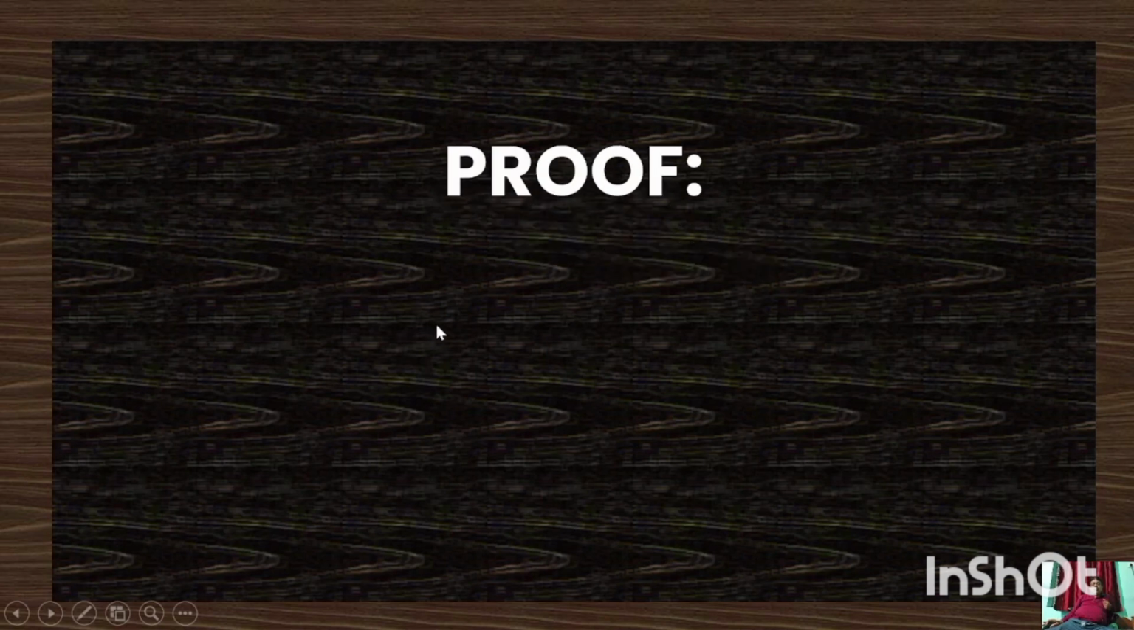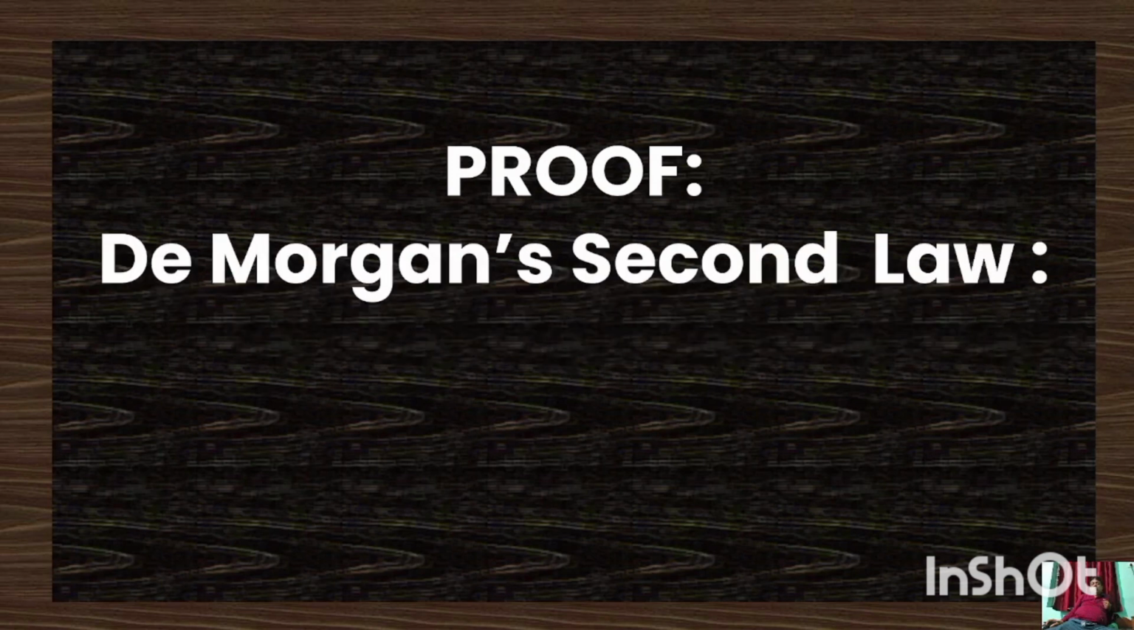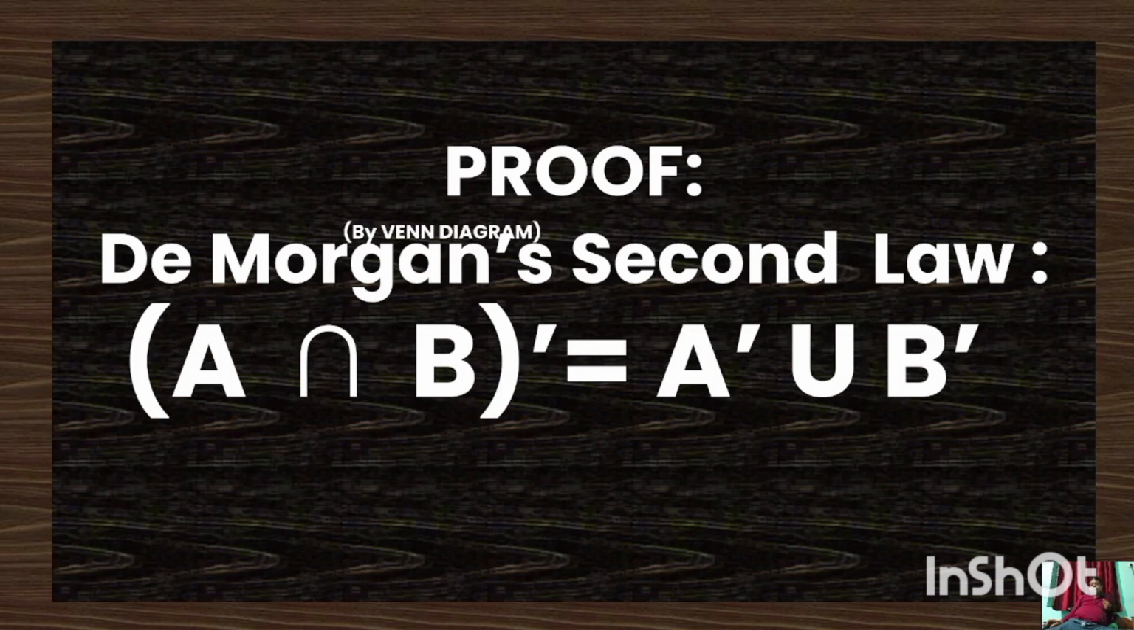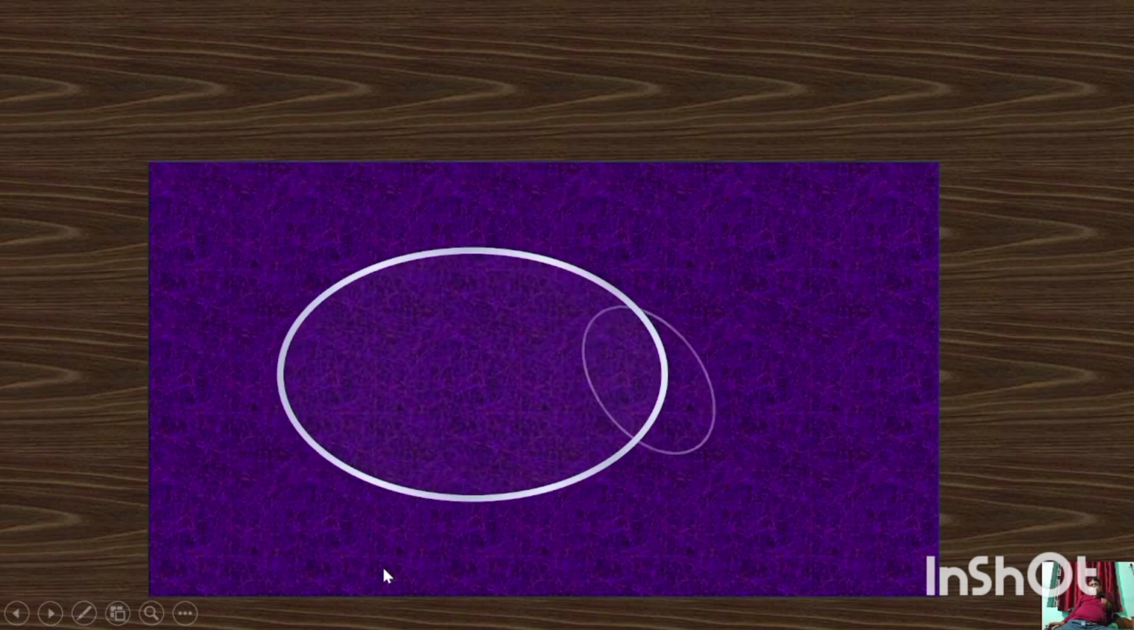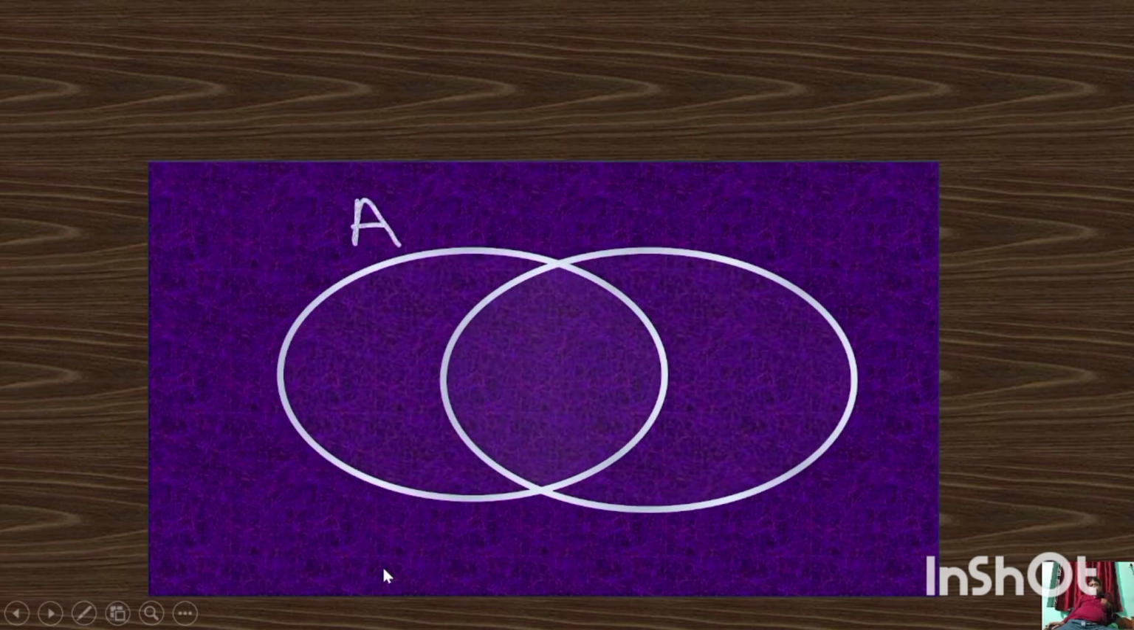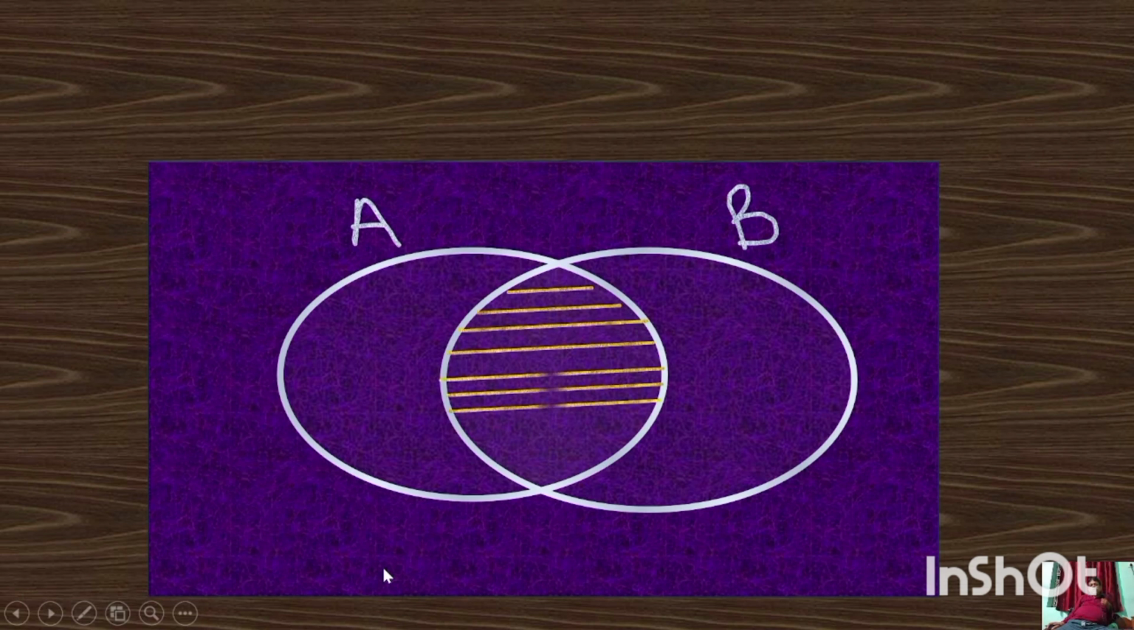So De Morgan's second law we have to prove by using the Venn diagram, that is, (A intersection B)' is equal to A' union B', right? Let's have a look. Here are set A and set B, and this is the element of A intersection B, the common area.